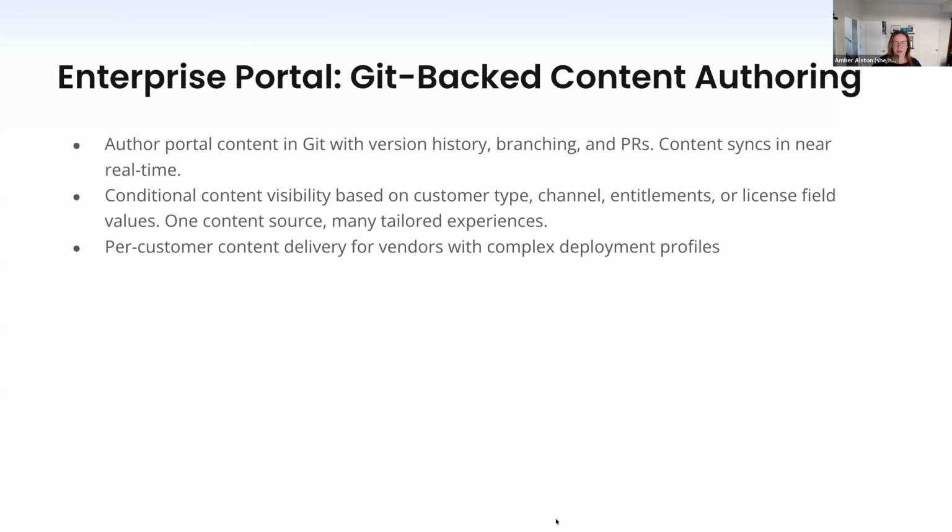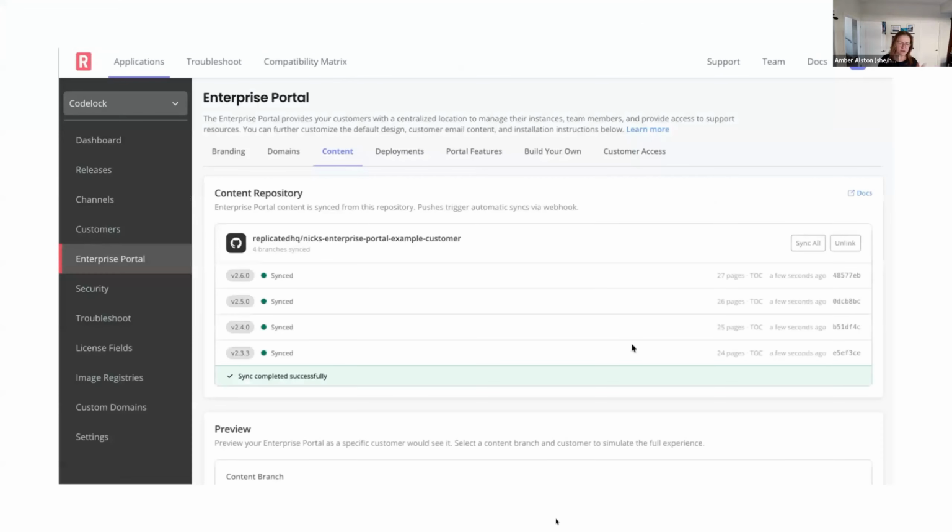The other major piece of this improved Enterprise Portal will be conditional content visibility. You can define even more rules to show different content based on customer type, channel entitlements, or specific license field values. One content source, many tailored experiences essentially. For vendors that have complex deployment profiles where every customer needs their own unique configuration or operational docs, this will open up per customer content delivery directly through the portal. This screenshot shows a sneak peek of what the newer vendor controls look like with these improvements, and we'll be sharing a lot more of this as it gets closer to getting folks hands-on with it.